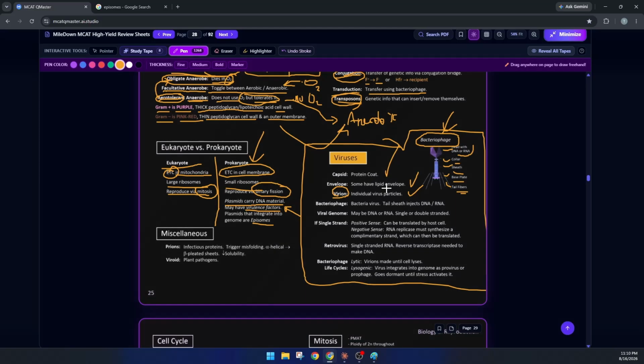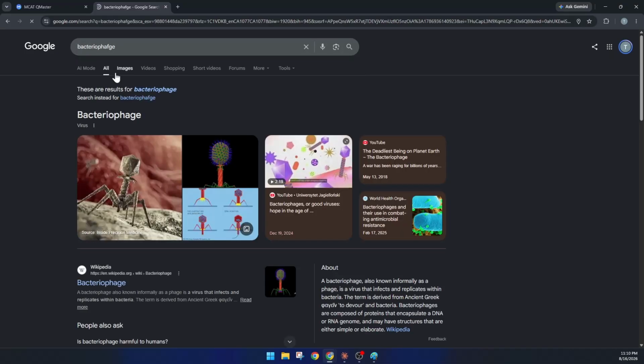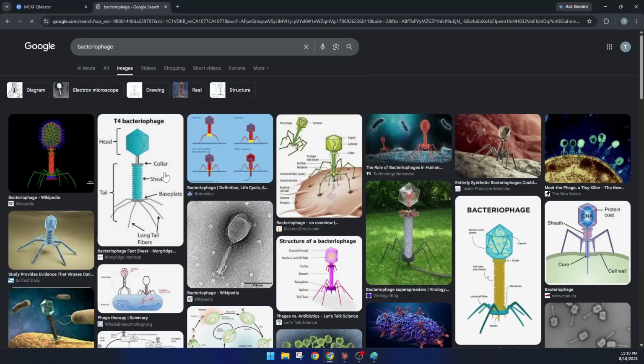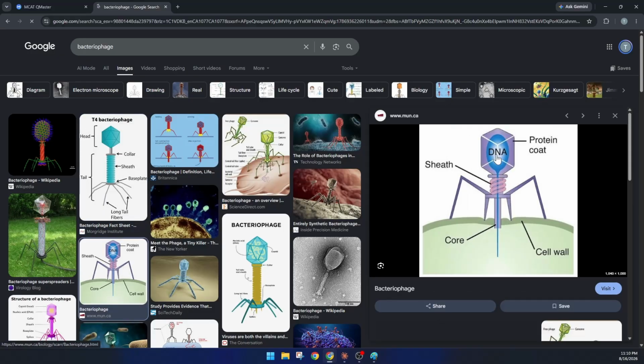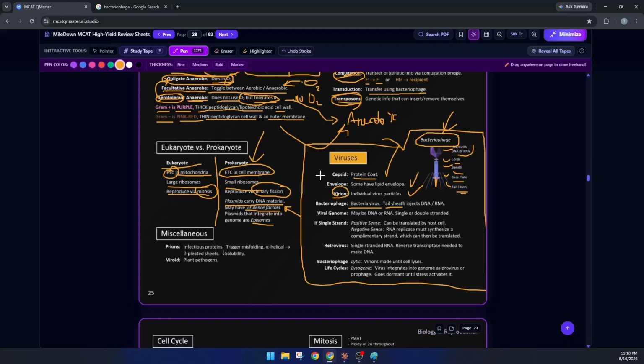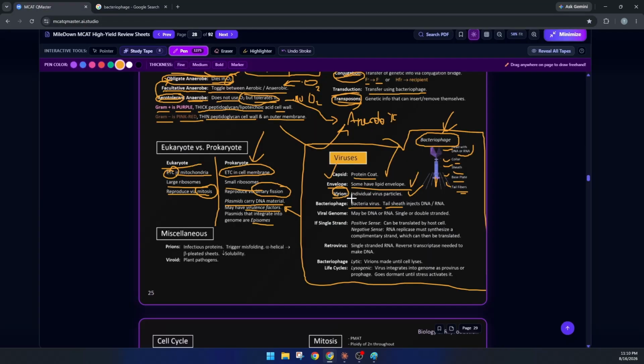A bacteriophage is a bacteria virus. The tail sheath injects. The tail sheath is here. A lot of these parts are not even on this diagram, so I'll show you a better diagram. Here's the collar. Yeah, this is pretty good. Here's your protein coat and the DNA. They say the protein coat is your capsid. Then you have your envelope with some lipids. I'm not sure if it's showing the envelope. It's not there. A virion is an individual virus particle of the bacteriophage.